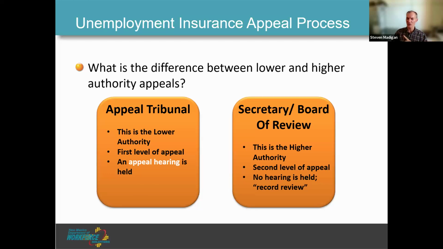If a decision goes to higher authority, that's the secretary of our agency or the board of review. And at that second level of appeal, there isn't actually a hearing. They review the record from the lower level hearing. So there is a transcript of the hearing. They have the evidence or documentation that was submitted at that time, and they simply review it and then either affirm the previous decision or reverse it.